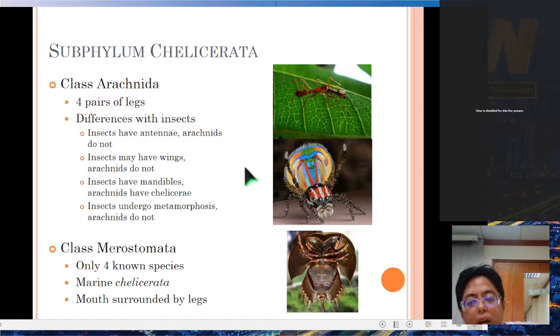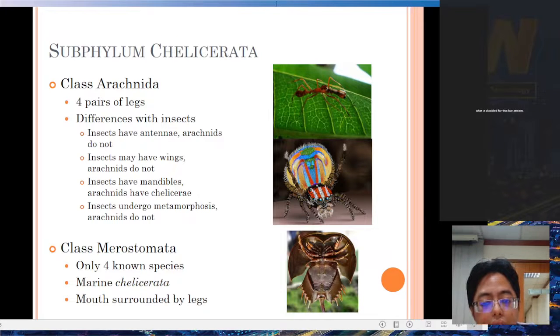Okay, so Arachnida, it is under Chelicerata. So why do you call it Chelicerata? Because near the mouth there are two appendages. Okay, so Arachnida or the spiders have 4 pairs of legs, 2 extra from the regular insects. Okay, so arachnids do not have any antennae. Arachnids do not have any wings. Arachnids don't have jaws, but they have chelicerae. Okay, so chelicerae allow them to eat.